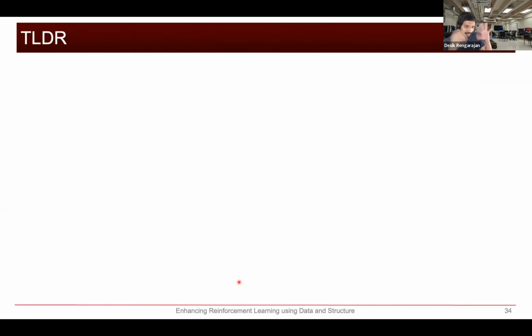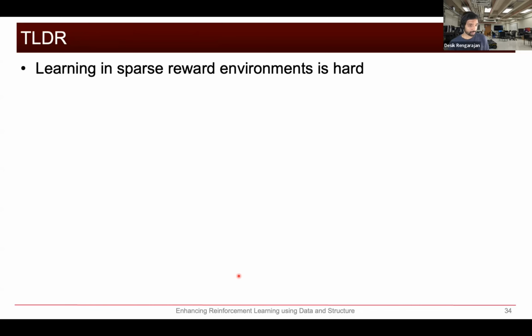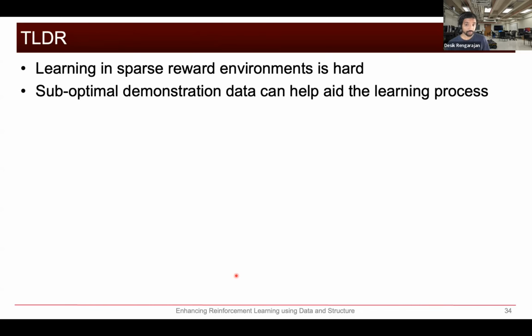So what's the TLDR of this first half of the talk? Learning in sparse reward environments is hard. Designing reward functions is hard. So suboptimal demonstration data can help aid the learning process. Suppose you don't have access to well-defined reward functions, but you have access to demonstration data. You can use this demonstration data to help aid the learning process.